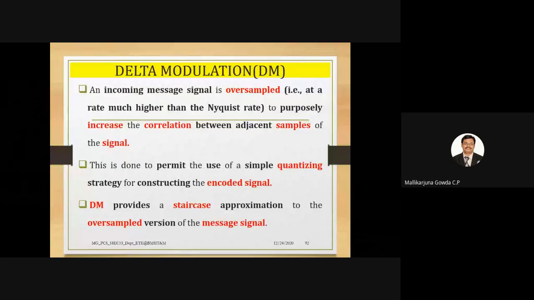Just as a recap, in case of delta modulation, we oversample the message signal to increase the correlation between the adjacent samples of the signal. By doing so, we will be able to use a simple quantizing strategy for constructing the encoded signal. So we say delta modulation provides a staircase approximation of the oversampled version of the message signal.